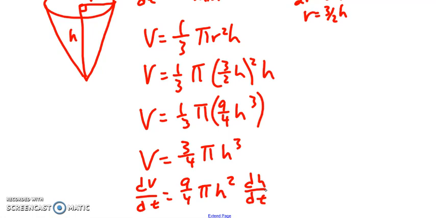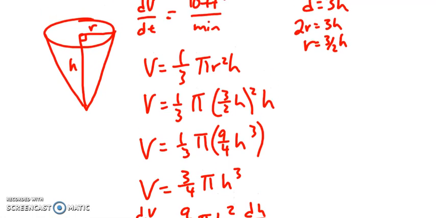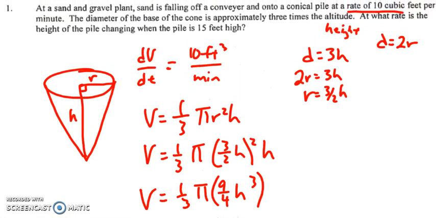Alright, now we're at our later point in time. What do we know it's later? We didn't finish, right? At what rate is the height of the pile changing when the pile is 15 feet high? Again, that's later. That's when our height is 15 feet. So this is 15. We know our height is 15.